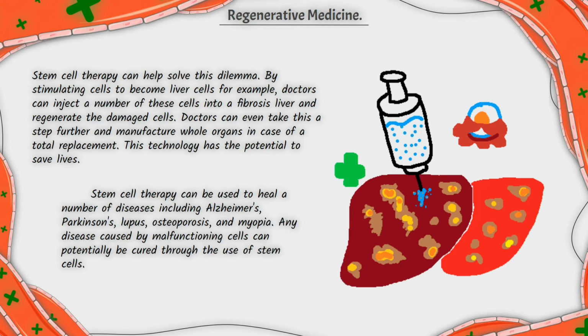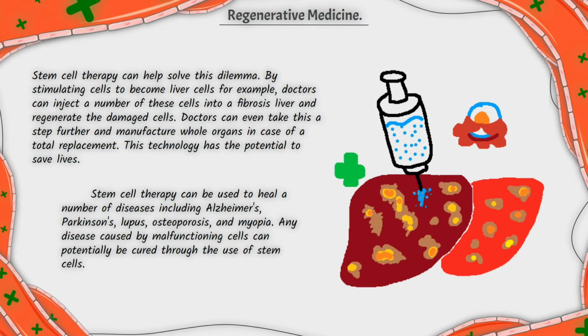Stem cell therapy can help solve this dilemma. By stimulating cells to become liver cells, for example, doctors can inject a number of these cells into a fibrotic liver and regenerate the damaged cells. Doctors can even take this a step further and manufacture whole organs in case of a total replacement. This technology has the potential to save lives.